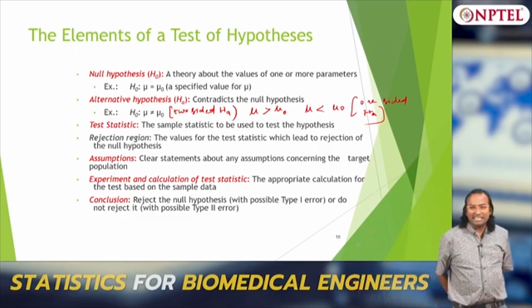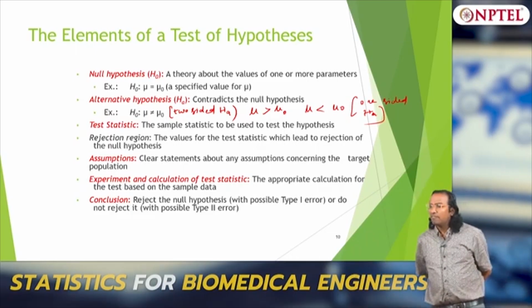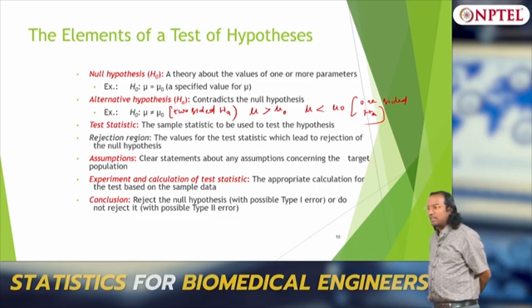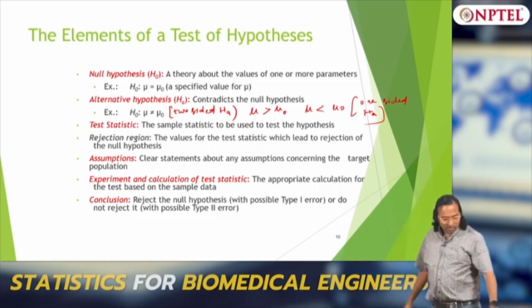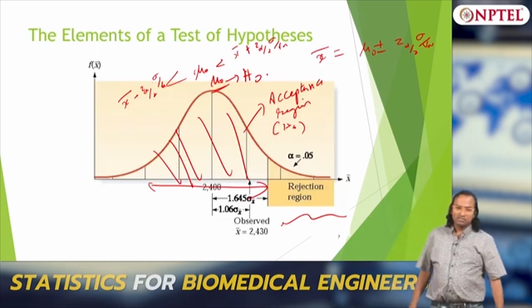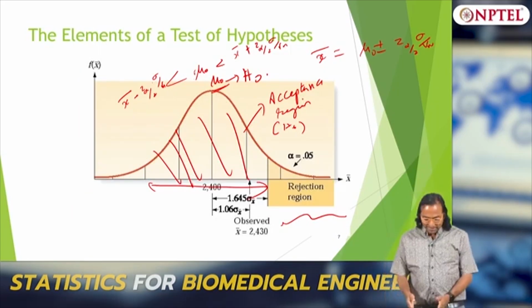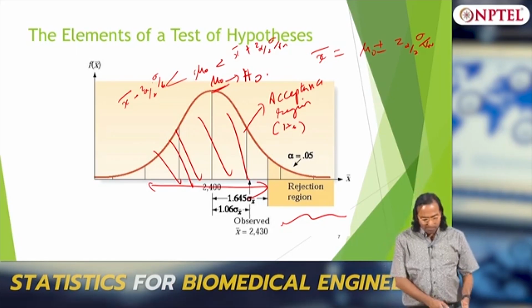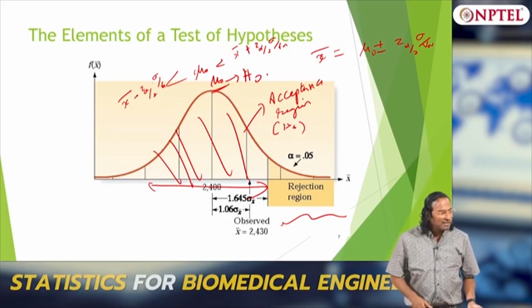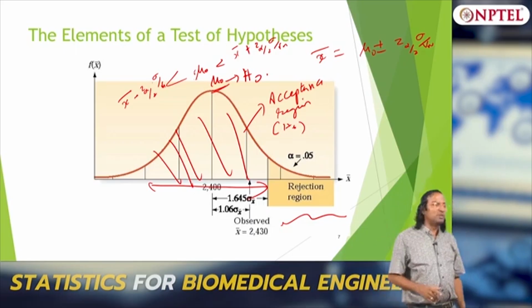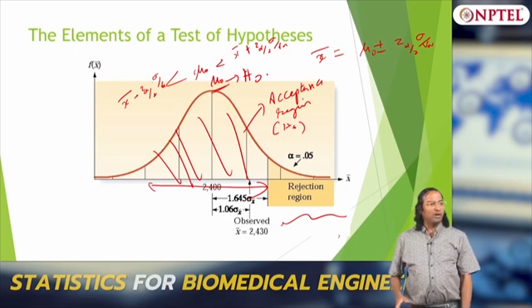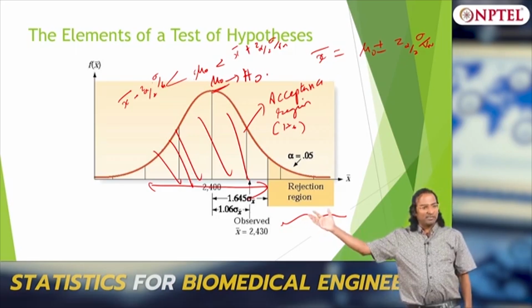Your acceptance region and rejection region will have to change. Why? Because if you look at mu equals mu naught, this entire region is acceptance, and anything beyond that in both extremities is a rejection. Whereas when mu is greater than mu naught, I do not care about the left side, I only care about the right hand side.